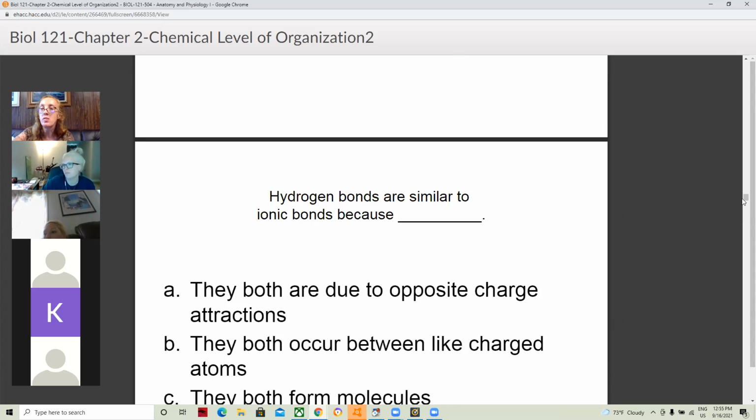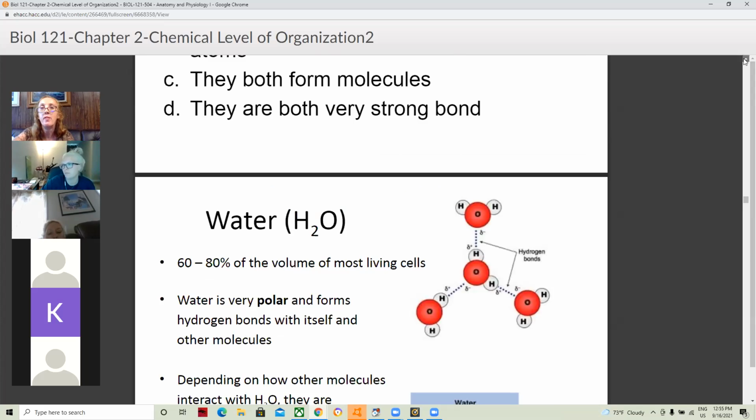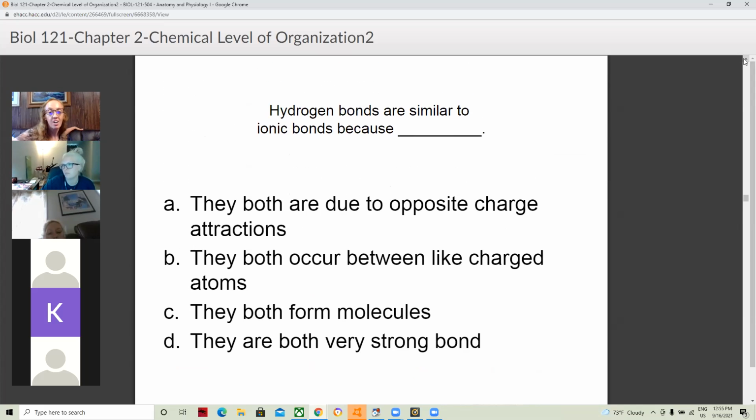Hydrogen bonds are similar to ionic bonds because of what? Is it A? Why do you say it's A, Kevin? Because we just discussed that the hydrogen has the electronegativity and it attracts the opposite. And what does that result in?